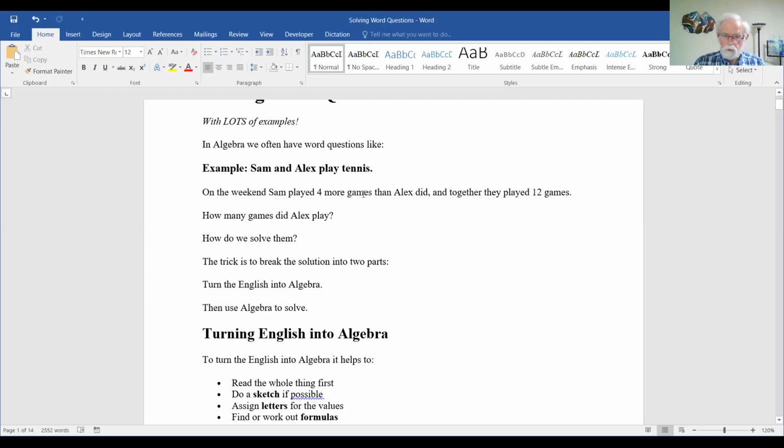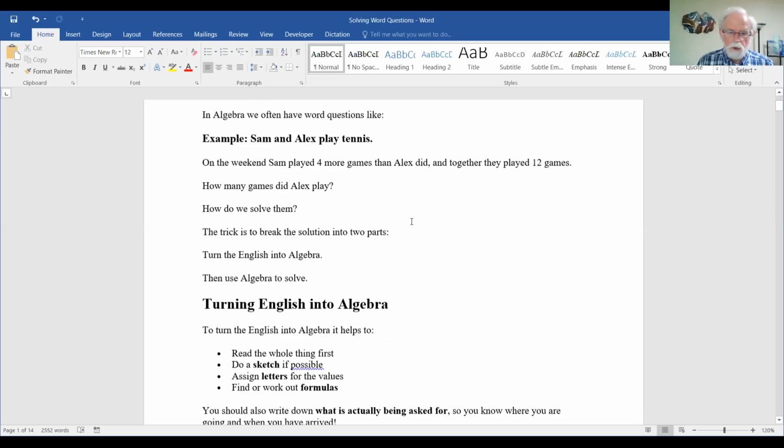So now we just combine our terms. 4 plus X plus X is 4 plus 2X equals 12. Subtract 4 from each side, 2X is then 8, and therefore Alex played 4 games and Sam played 8, 4 plus 4. Together, and you go back and check. 4 plus 4 or 8 plus 4 is 12. So that's probably the right answer. So it's a case of converting the English into something that starts to look like algebra.